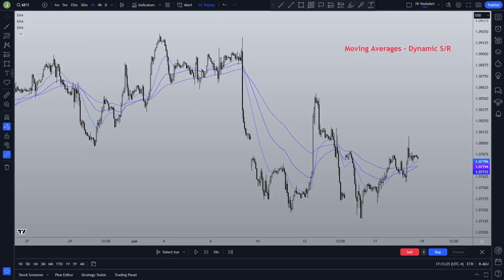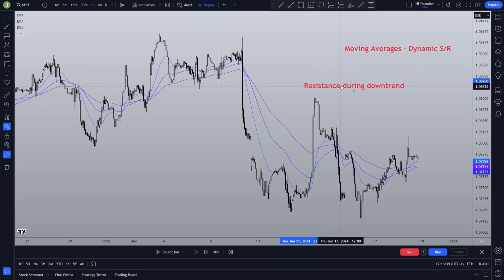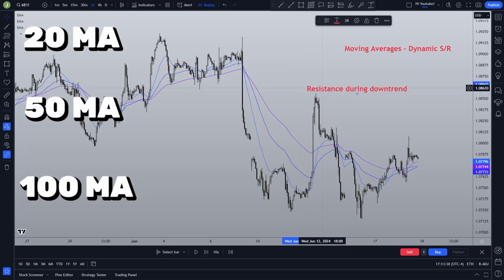The second method involves using moving averages as dynamic support and resistance levels. Moving averages are one of the most commonly used price action indicators, and the sheer number of people trading with them causes it to become a confluence. Some of the most popular moving averages to use as dynamic support and resistance are the 20, the 50, and the 100 period moving averages.